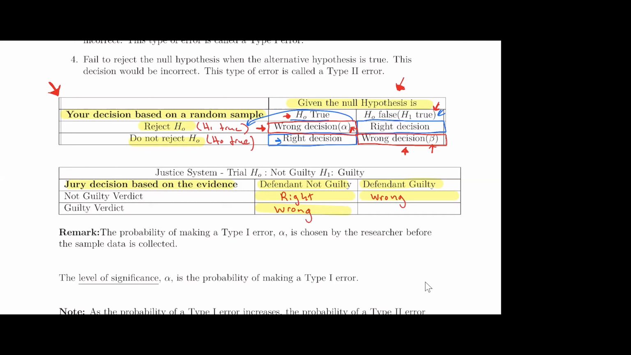All right, so the last one. The jury decision based on the evidence is that the person is guilty, and the defendant is actually guilty. Is that right or is that the wrong decision? Cool. So let's go right.